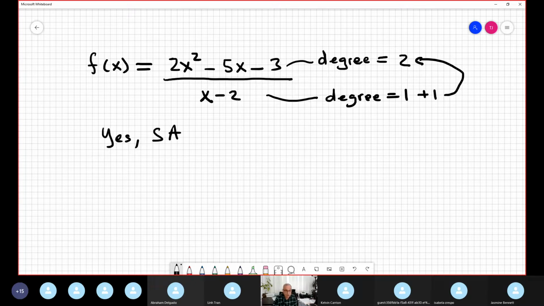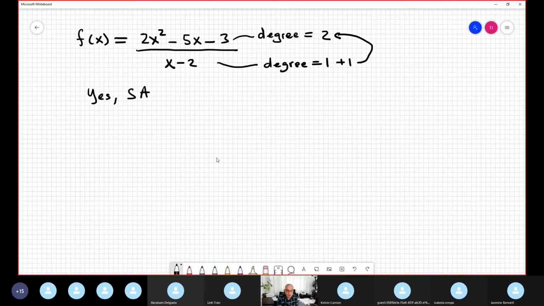Long division or synthetic division. What do you prefer? Synthetic division or long division? Or we are doing both. What do you think? How do you feel more comfortable, doing the long division or synthetic division? Long division. He says long division. Okay, I respect that. Long division.